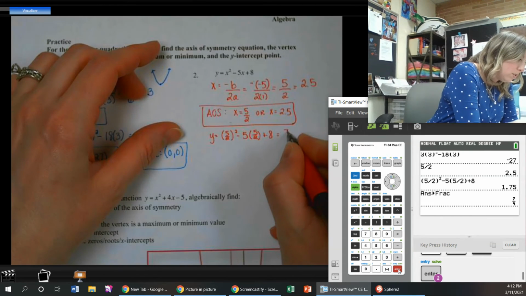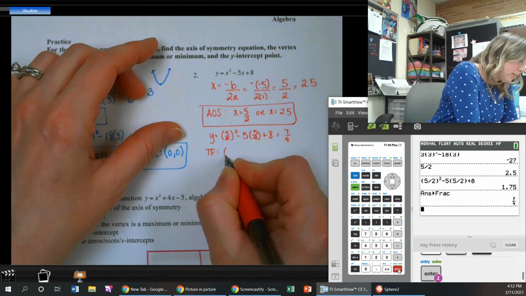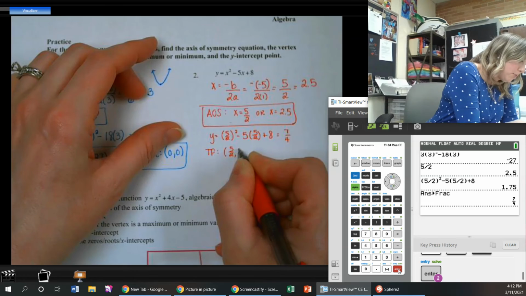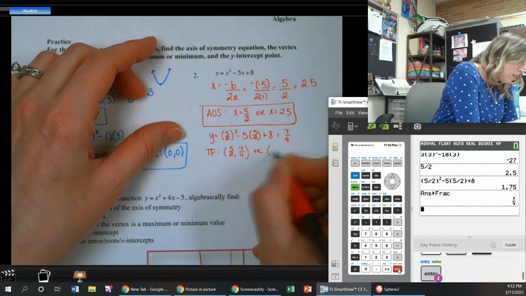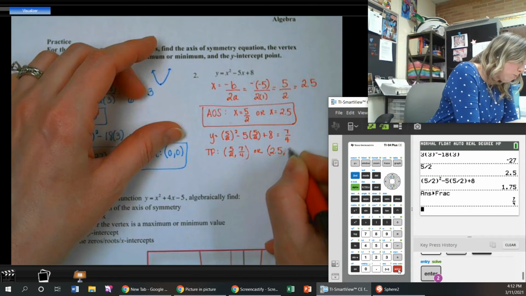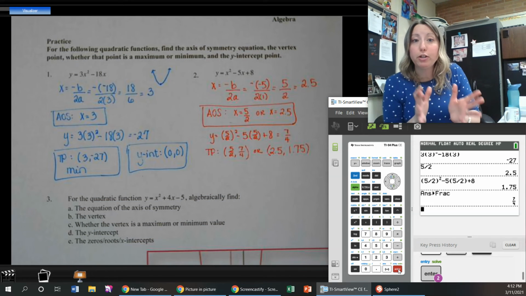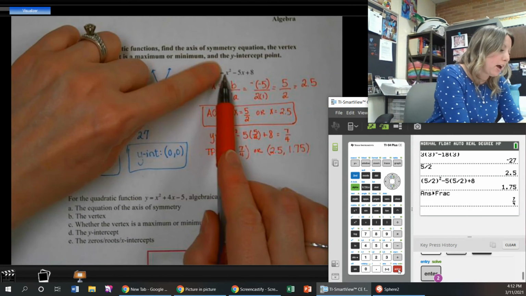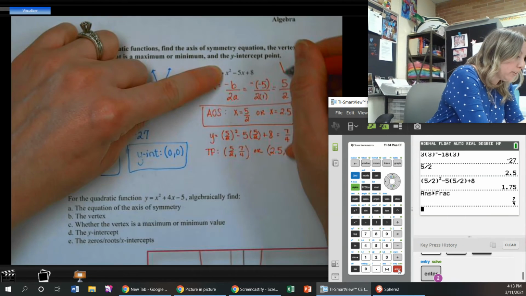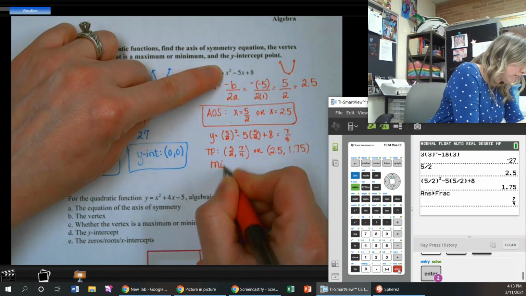So my turning point is 5 halves, comma 7/4, or 2.5, comma 1.75, depending on your comfort level. I do need to know if my turning point is a maximum or a minimum. And so in this case, my x squared is positive. That means a smiley face. That means a bottom. That means my turning point is a minimum.